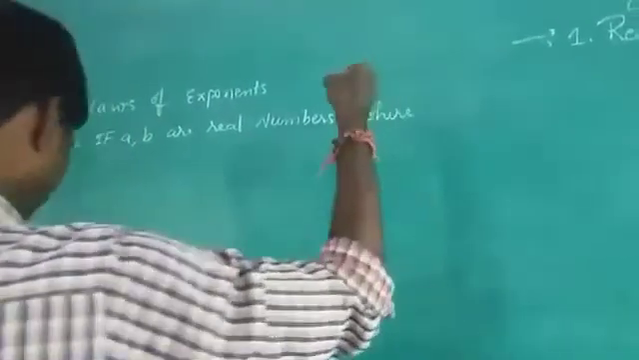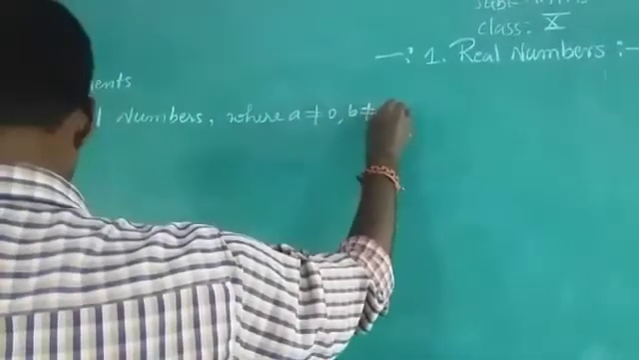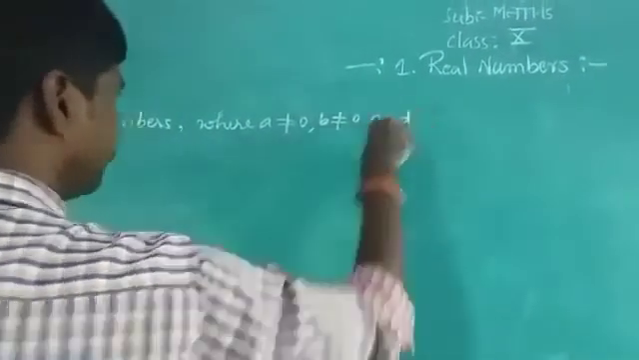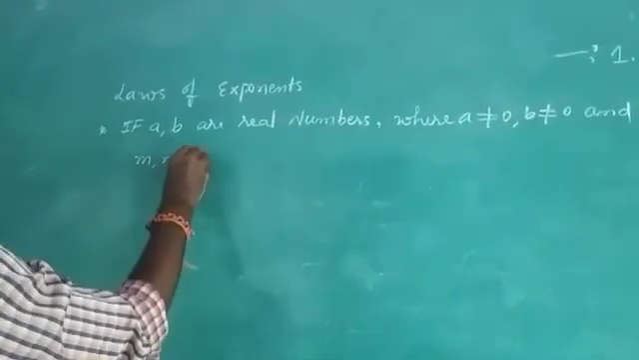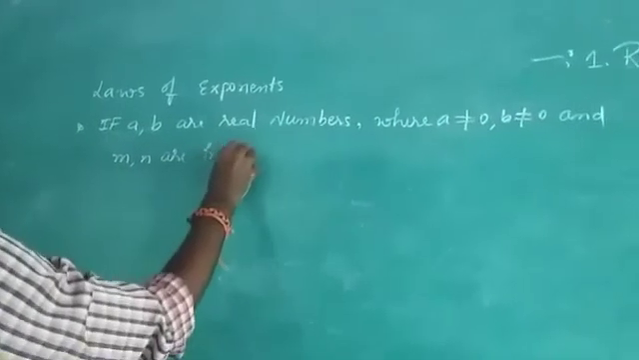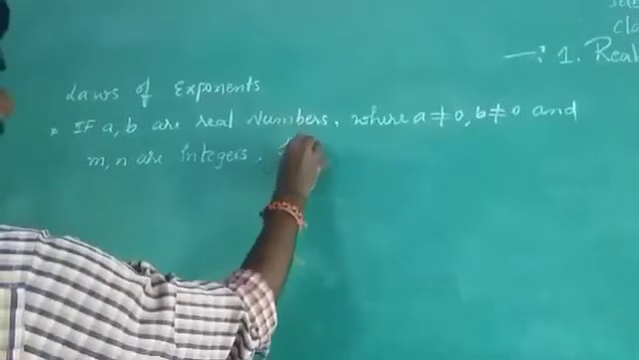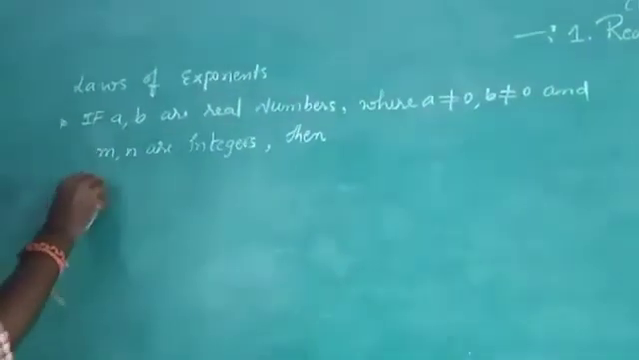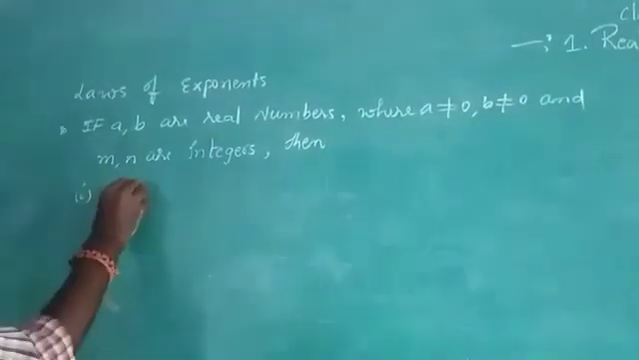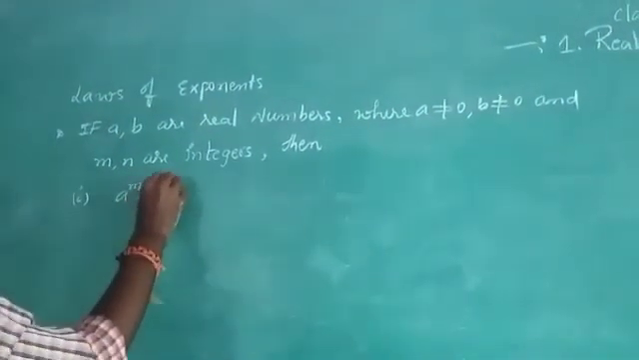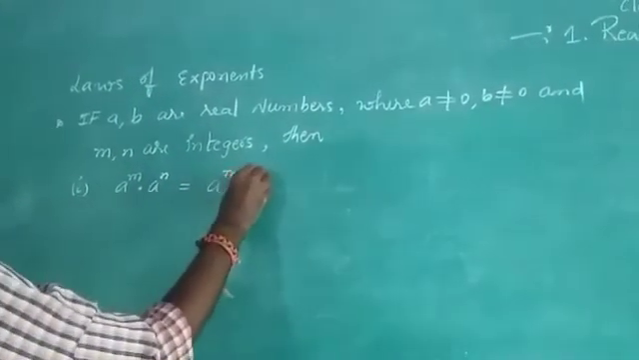where a is not equal to 0, b is not equal to 0, and m, n are integers. Then first, you already learned this in 8th and 9th standard, but let's recall it. a to the power of m into a to the power of n, you can read it as a to the power of m plus n.